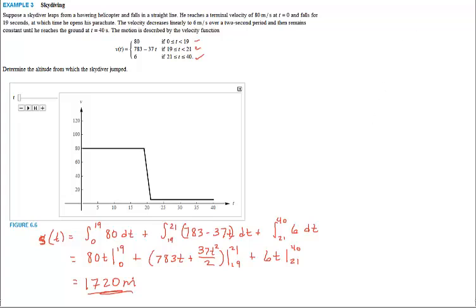So this problem lets me realize that I don't just need displacement, sometimes I need total distance, and I need to look to see if things are above the axis or below the axis, so that I can get that positive area.